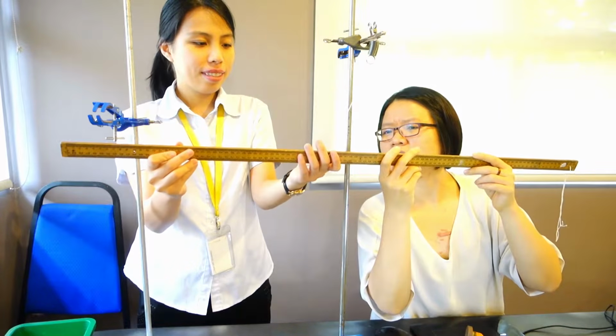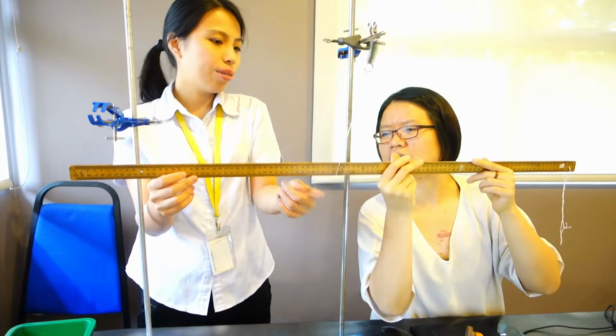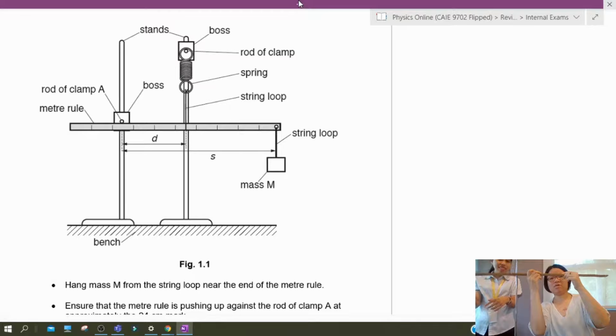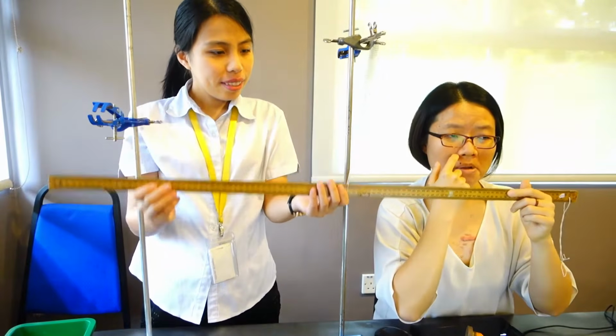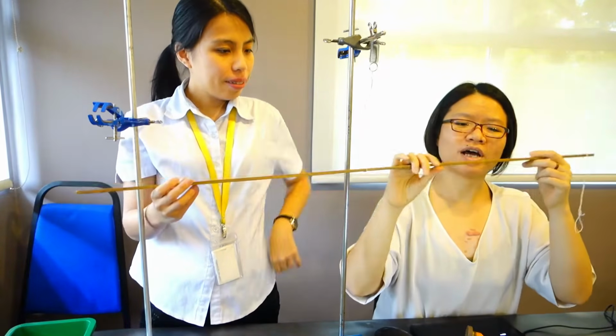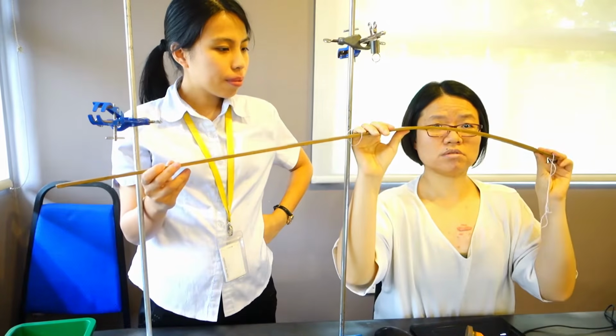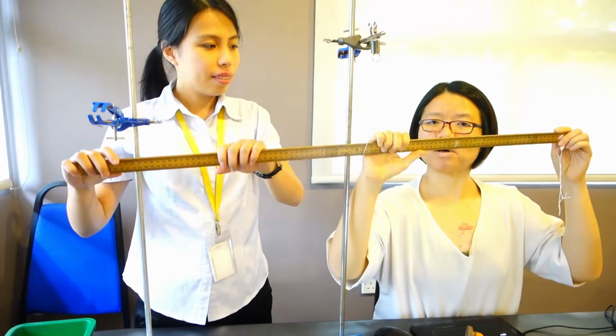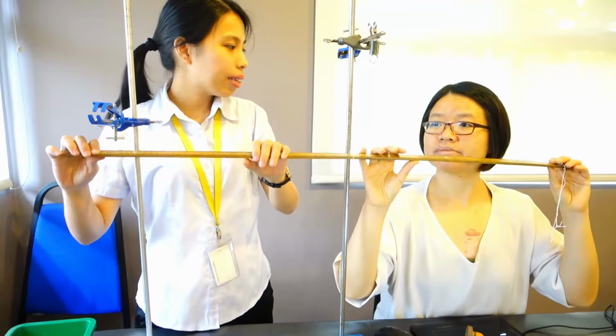Do we put like this? Don't know. You see the picture how? Oh, the scale is front facing, so put like this. Okay, we try like that. Because if put like that, then can bounce like that. You put like that, won't bounce. Then the ruler bend already, you're reading wrong.